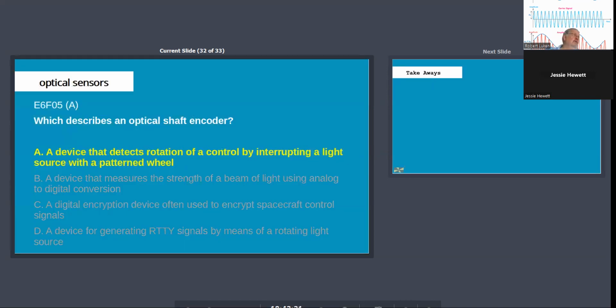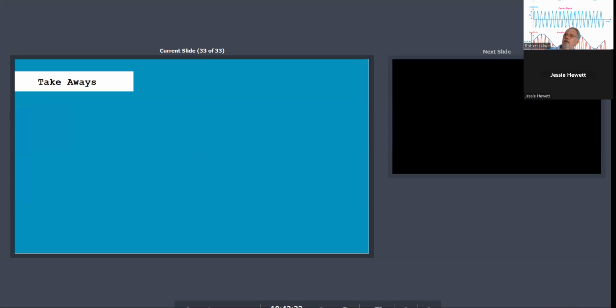They also use them on control systems, on servo motors and stepper motors to detect position, control, and close the loop with it. All right, that was a quick one. Any questions on optical stuff? Those were easy.